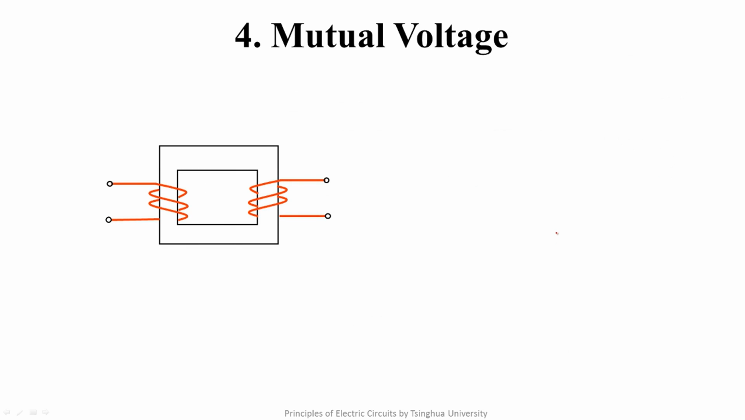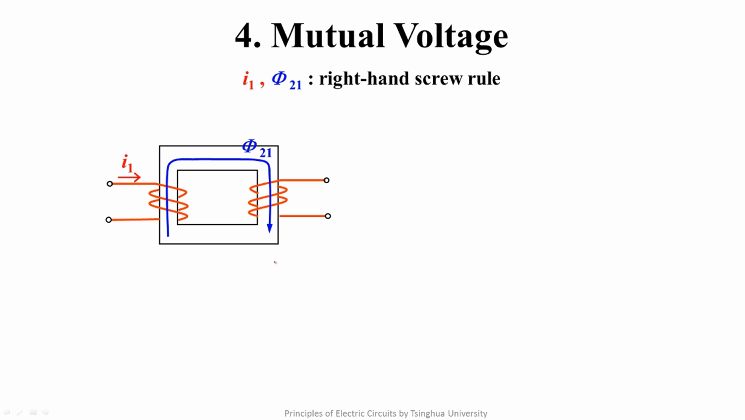At the end of this lecture, we will discuss mutual voltage. The analysis is the same as for self-inductance. According to Ampere's circuital law, current and magnetic flux are related by the right-hand rule. That is to say, given the direction of the current on the left, we assume that all of the magnetic flux flows in the box, then the magnetic flux flows clockwise. According to Faraday's law, magnetic flux and the electromotive force are also related by the right-hand rule, so the electromotive force is negative above and positive below.